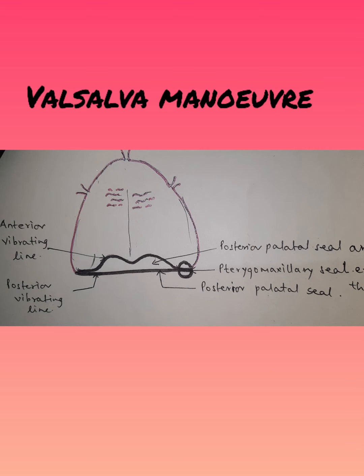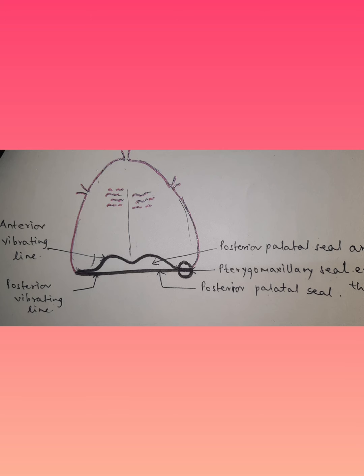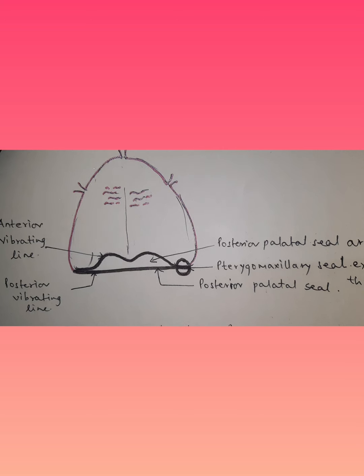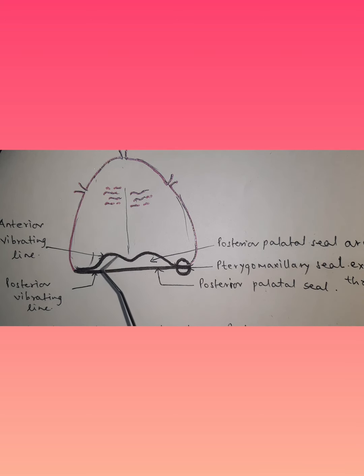Now the Valsalva maneuver method is when you close both the nostrils of the patient and ask the patient to blow through the nose. So once he is doing that, there will be movement in this area, and that will give you the location of the anterior vibrating line.